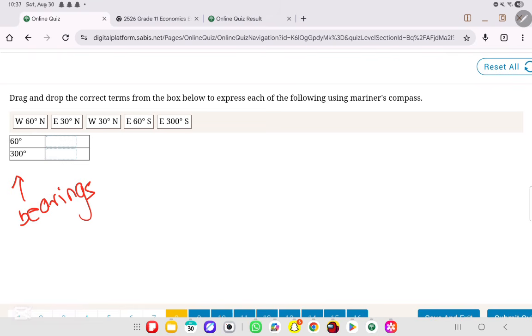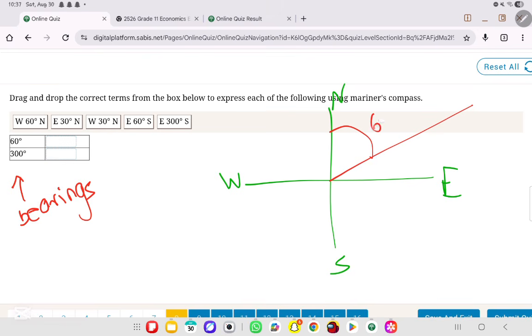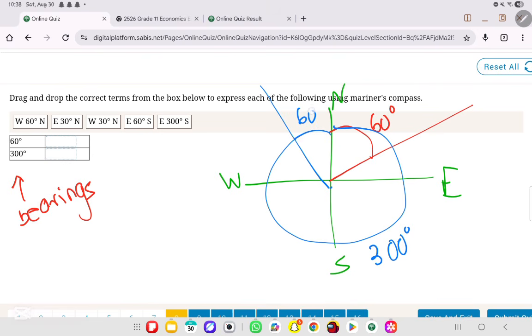What do bearings mean? Bearings mean that we start from the north. So let's plot it. North, east, south, west, never eat shredded wheat, right? First thing we have is 60 degrees bearing. If it's 60 degrees bearing, that means from the north, you will come and you will draw 60 degrees, okay? Second one we have is 300 degrees bearing, meaning that you will come from the north and go over here and you'll have 300 degrees. Okay, so what is left over here? Over here you have 60 degrees left.